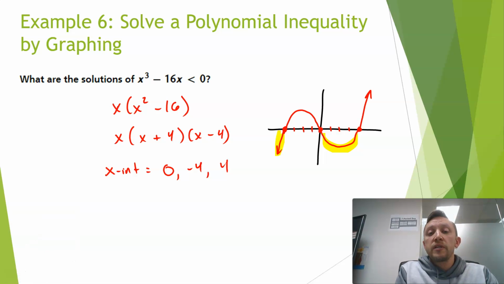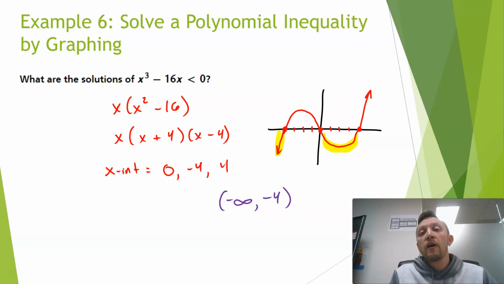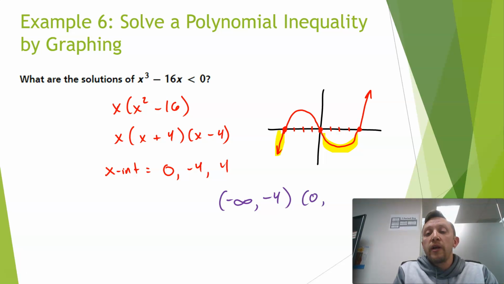So that first interval is going to be from -infinity to -4. Okay, so that first interval, it's negative when x goes from -infinity to -4. And the function's also going to be negative from when x is 0 to when x is +4. And that would be our answer.